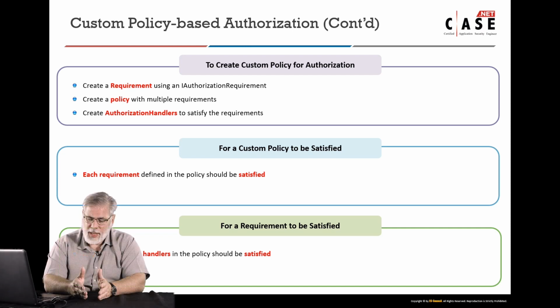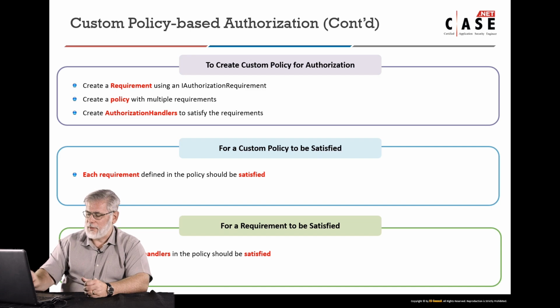Now make sure you understand that. If you have 3 different requirements in your custom policy, it's not the case that one of the 3 must be satisfied. Rather, it's the case that all 3 of them must be satisfied. So make sure you're very careful in the requirements you select. For a requirement to be satisfied, any of the defined handlers should be satisfied. So whereas the requirements are all or nothing, for the handlers of a requirement, if any one of them works, then the requirement is satisfied.